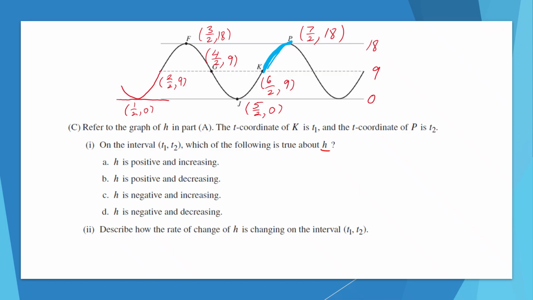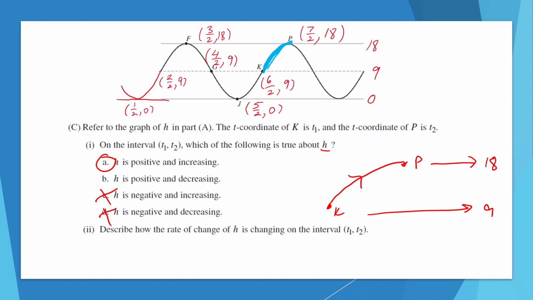Here, H is going to be either positive or negative and increasing or decreasing. So taking a look from K to P, I like to look at our y coordinates. So here we're looking at our y coordinates of 18 and 9. So this function, or this part of the function, should be solely positive. So we can eliminate C and D because we know it's not negative. And then this function is going up as you go from left to right, so it should be increasing. So A should be the correct answer for C I.